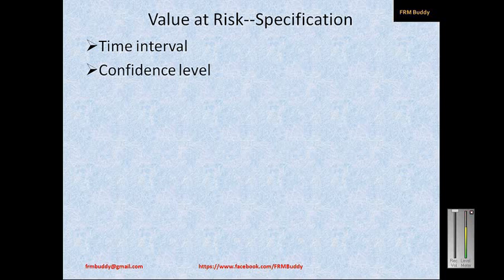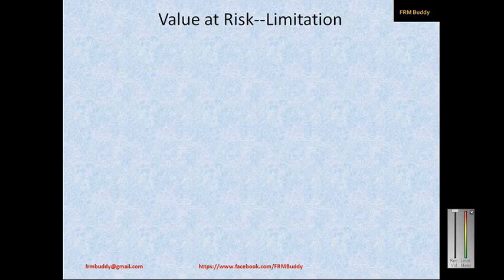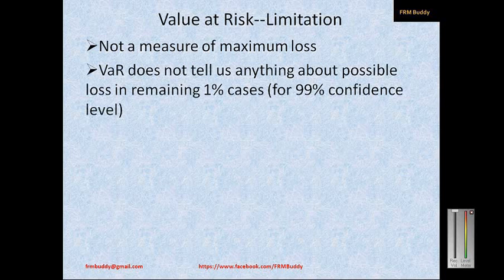Now, after having seen the value at risk and how it is specified, it is even more important to see what value at risk is not and what the limitations of value at risk are. The most important limitation of this measure is that value at risk is not a measure of maximum loss, because understand that it just tells you that there is, say, 99% probability that a loss on your portfolio will be less than some amount, say $1 million, over the next 1 month. However, it does not tell you anything about the possible loss in the remaining 1% of the cases.